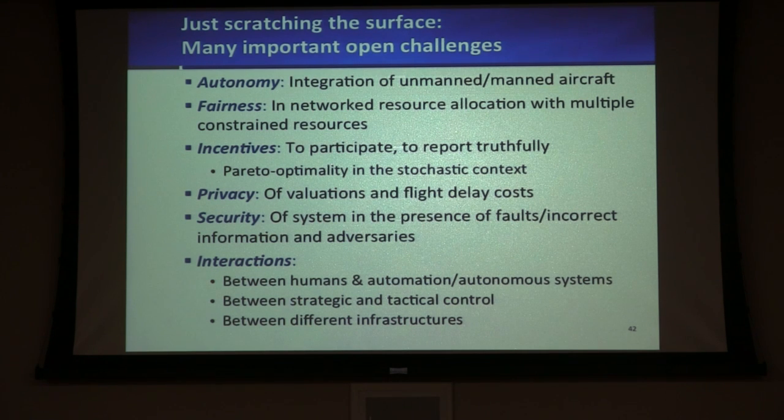And I think in the long term, there's questions of interactions, and these interactions are between different infrastructures, like I talked about earlier, between humans and autonomous systems and vice versa, and automation, and also between things that we do in terms of resource allocation, months ahead or hours ahead, and the things that we do at a very tactical level in terms of controls.